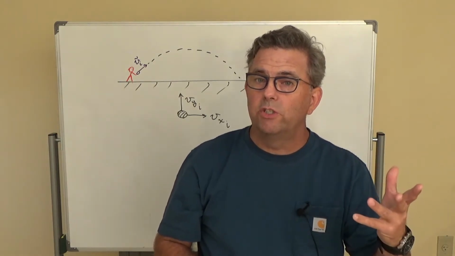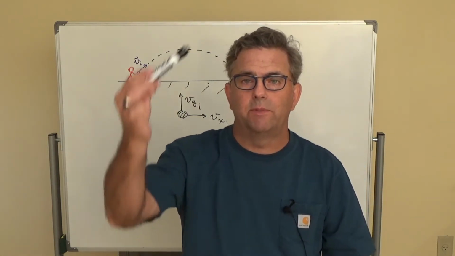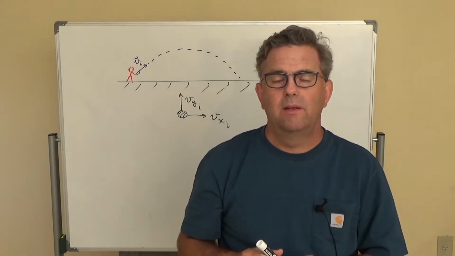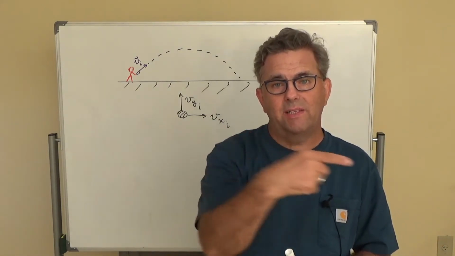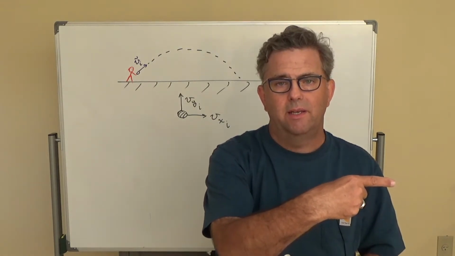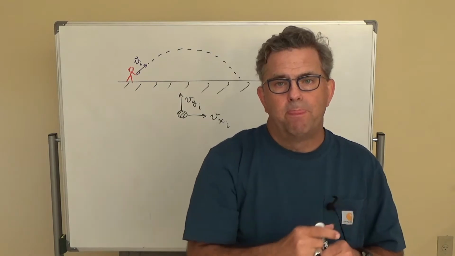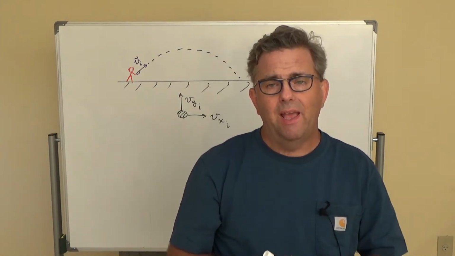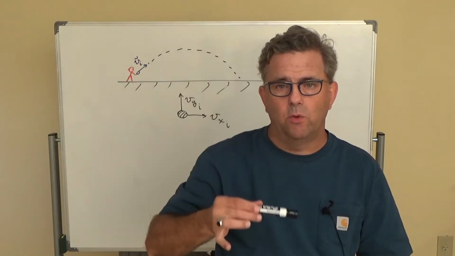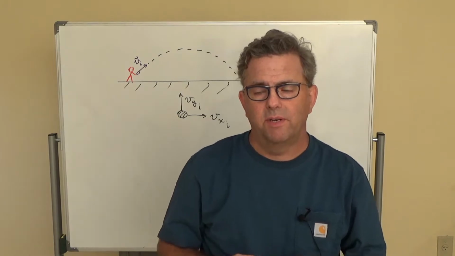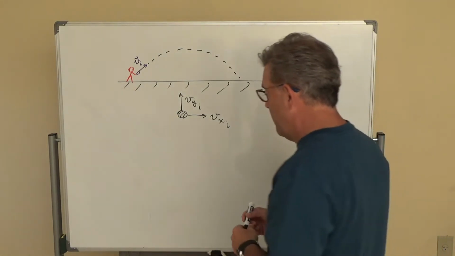But what does your friend see? Your friend sees the object going like this. What's happening in that x direction, if you're moving at a constant velocity in x, is that the velocity stays the same, and the velocity in the y direction depends on the acceleration due to gravity.